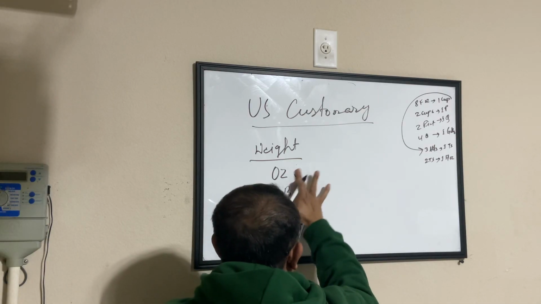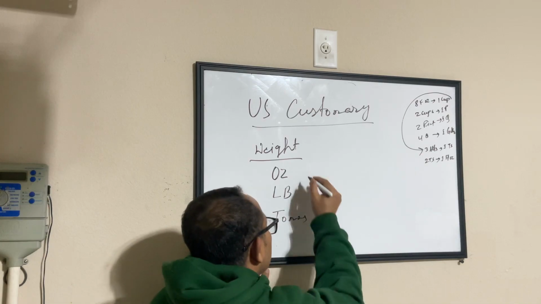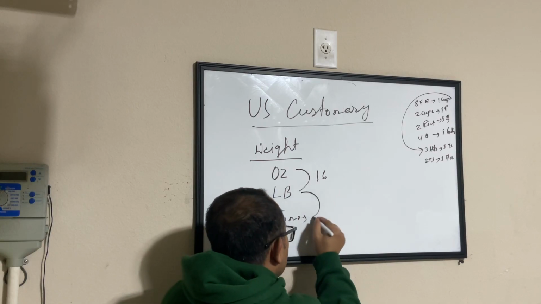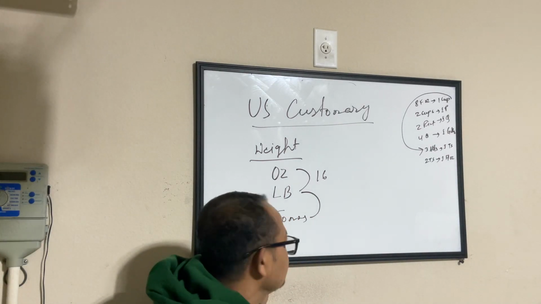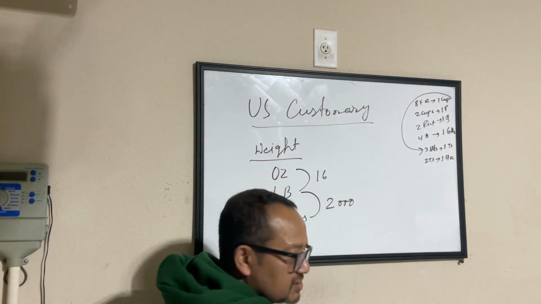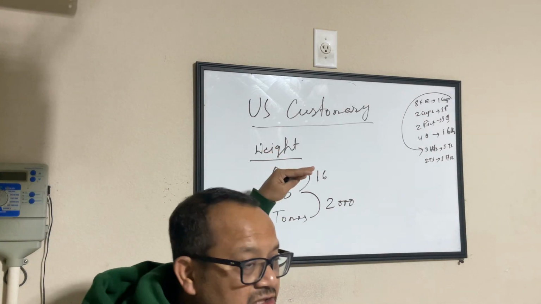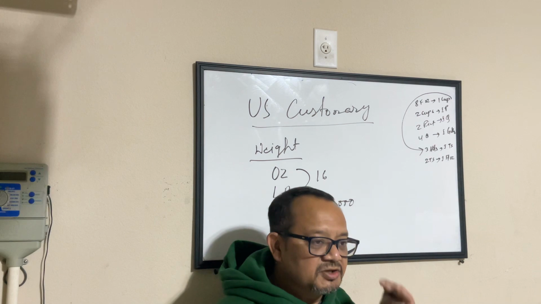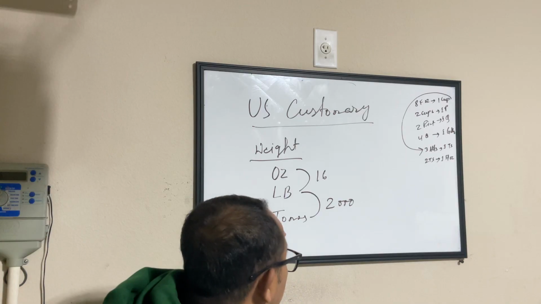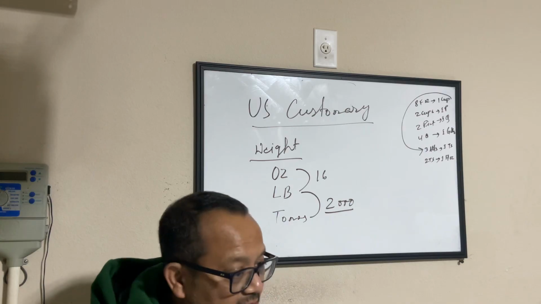And how many ounces make a pound? 16. 16 ounces make a pound. How many pounds make a ton? 2000. Yeah, that's correct. So for distance we talked about inches, foot, yard, mile. When we talk about weight in the customary system, you're talking about ounce, pound, and tons. So 16 ounces make a pound and 2000 pounds make a ton.